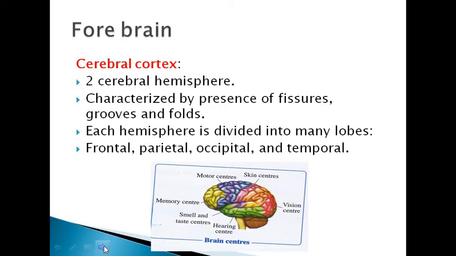What about the parietal lobe? The parietal lobe contains the sensory function, or the somatic sensation of the skin, like feeling of heat, cold, pressure, and touch. All the sensation that comes from the skin is represented in the parietal lobe. What about the other senses like smell, taste, and hearing? They are present in the temporal lobe. What about vision? The vision center is present in the occipital lobe.